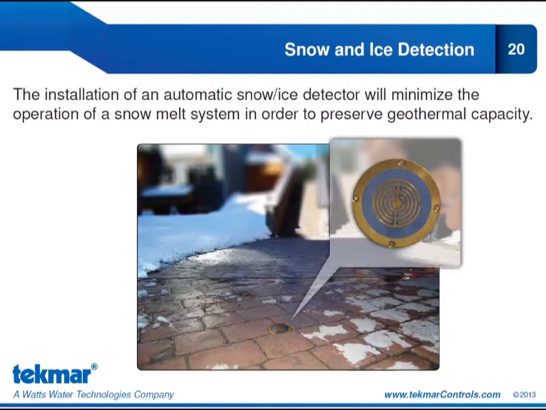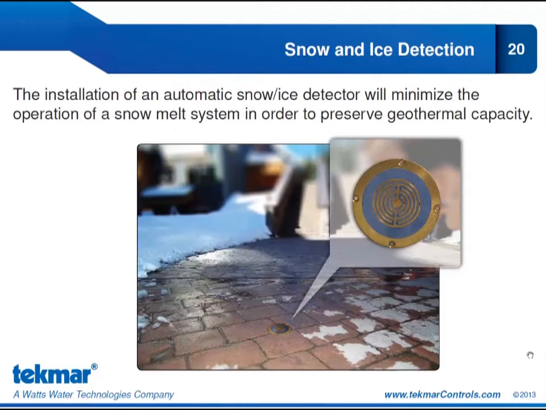Now I mentioned the snow ice sensor 090 or 094. This is a close-up shot of it. You can see it has been installed in some brickwork. And the installation of an automatic snow ice detector will minimize the runtime, or the operating time, of a snowmelt system. When we have this sensor, we are going to trigger our snowmelt system to operate whenever the sensor detects moisture and the conditions are cold enough to mean that that moisture is snow or ice.